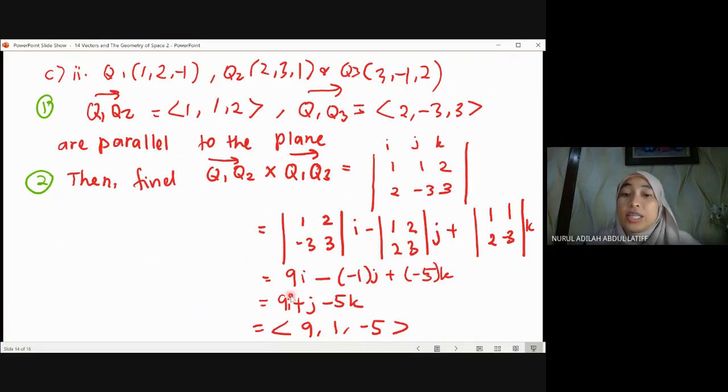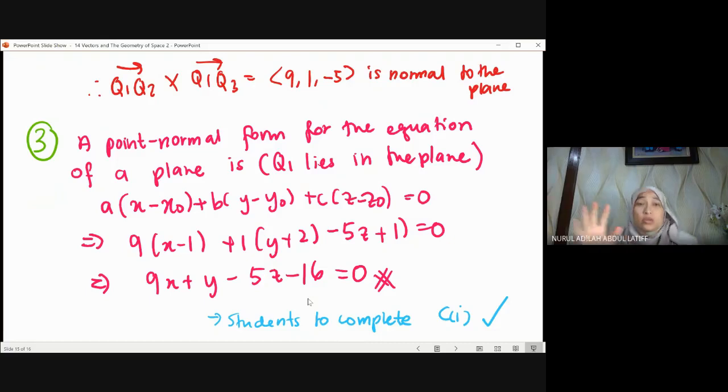Find the determinant of this and you get 9i minus negative 1j plus negative 5k. So you'll get 9i plus j minus 5k, or 9, 1, negative 5. This is a vector, meaning this is a vector, right? So that is the answer. Now this is normal to the plane.